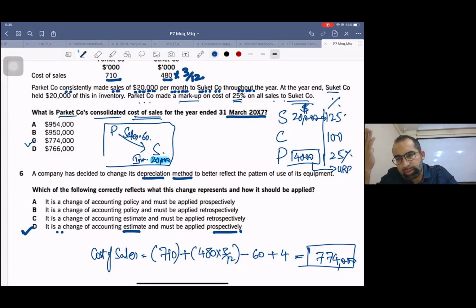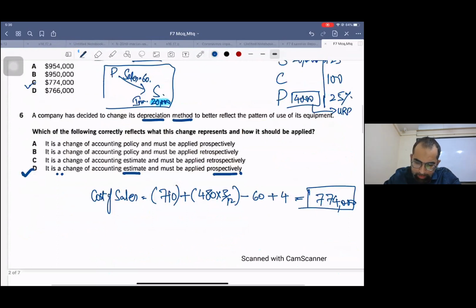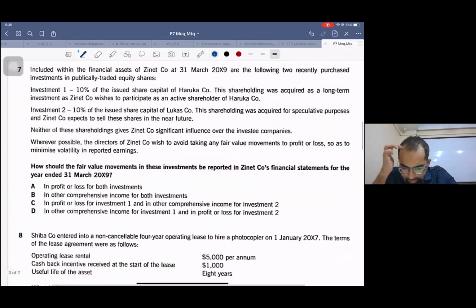In my normal lectures, I've given you many examples for change in accounting policies, like revaluation to cost model to revaluation model, first in first out to average cost. These all are change in accounting policies. Okay, again you have question number 7.